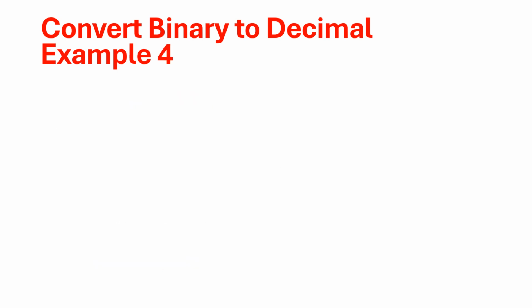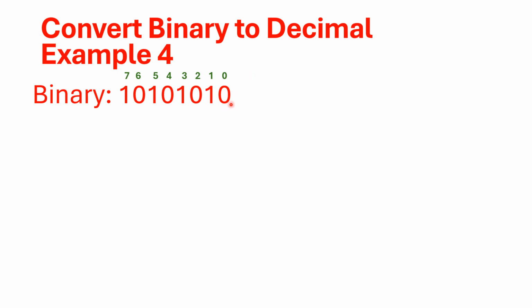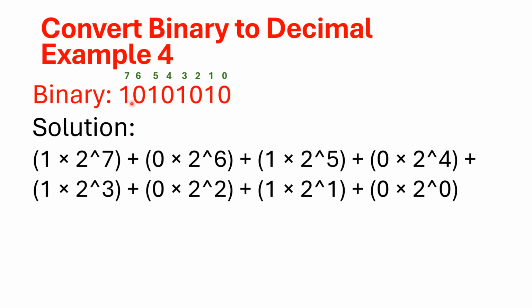For another example, we further increase the complexity of the binary number, and our binary number is 10101010. We are interested in converting this number into decimal. Again, we start from the LSB, the least significant bit, assign 0, and increase one by one: 1, 2, 3, 4, 5, 6, until we reach the MSB, the most significant bit. Here you will see that the most significant bit has a weight of 2 power 7, so this 1 is multiplied by 2 power 7. This 0 has a weight of 2 power 6, so we multiply 0 by 2 power 6.